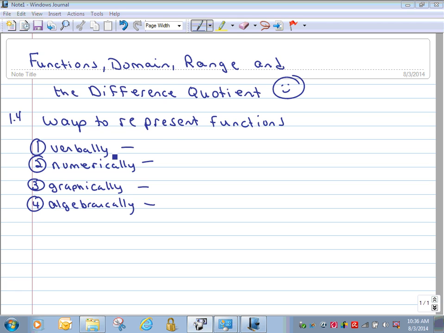One is verbally, that would be like a sentence or an application problem. Numerically, which would be a table. And that would include like point plotting we did earlier where we actually just create a little t-table. That would be numerically a way to represent a function. Graphically, which would be a graph. And algebraically, which is an equation.